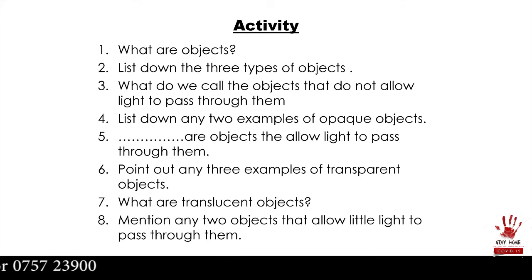Dash are objects that allow light to pass through them. So you put there the answer. Point out any three examples of transparent objects. Then what are translucent objects? And lastly, mention any two objects that allow light to pass through them. So that is our lesson for today. I hope you are going to concentrate and do good work.